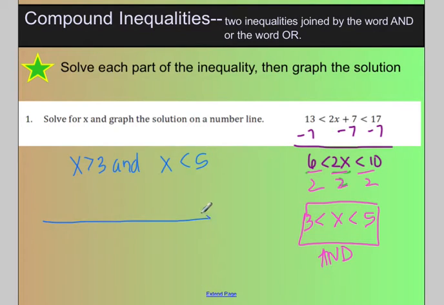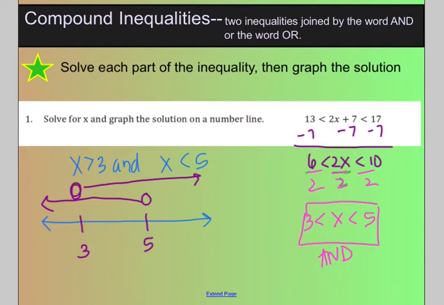So my number line, okay, I'm going to do my work up here, and then my final answer will be on my number line. So x is greater than 3, so we're not equal to, so open circle, and to be greater than, I'd be going to the right. X is less than 5, so not equal to once again, to the left.